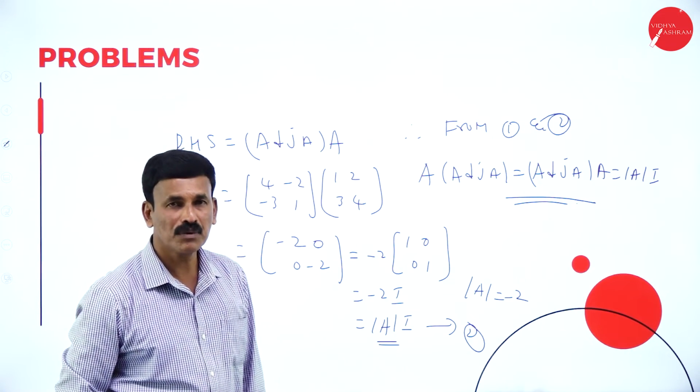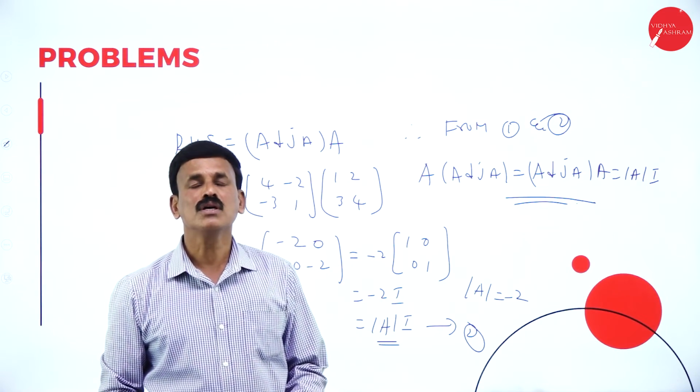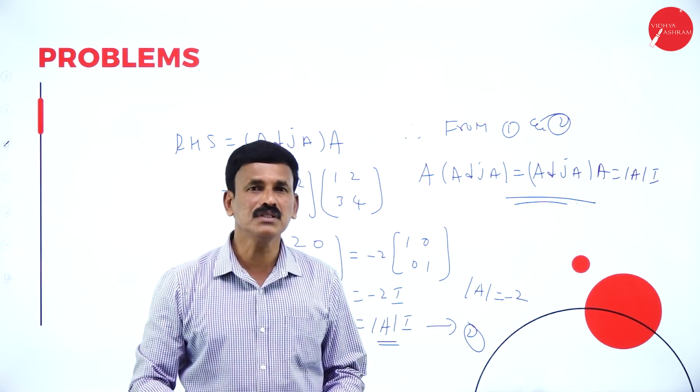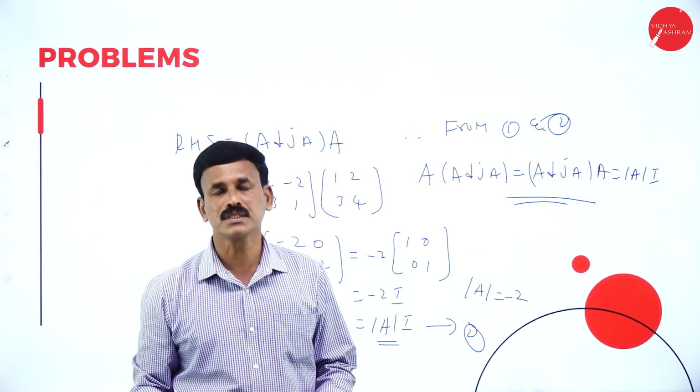You may expect this type of question for 7 or 8 marks. Hope you got an idea how to find the adjoint of a square matrix of order 2 rows 2 columns and 3 rows 3 columns.